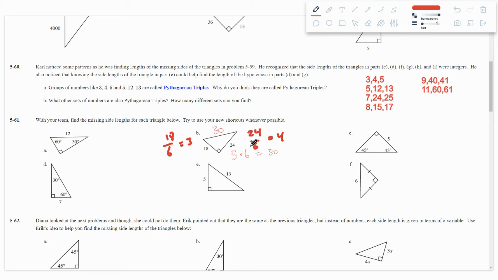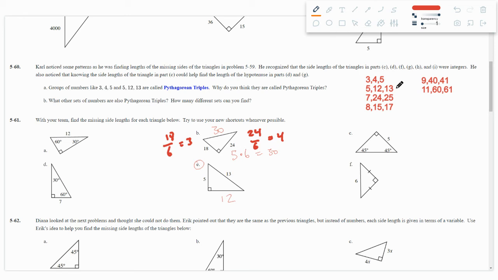If I'm looking at part E, this one's pretty easy because it's already given for me. I have a height of 5 and a hypotenuse of 13. So where do I see that in here? That's my triple: I have 5, 12, and 13. So without even doing a squared plus b squared equals c squared, I have 12 because I know that that's going to work.